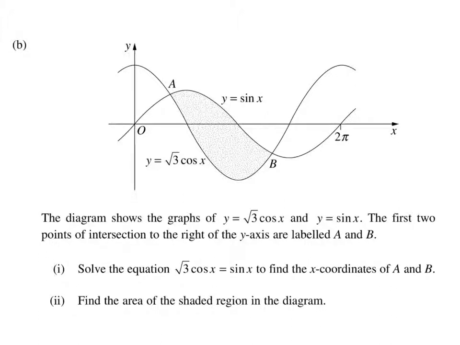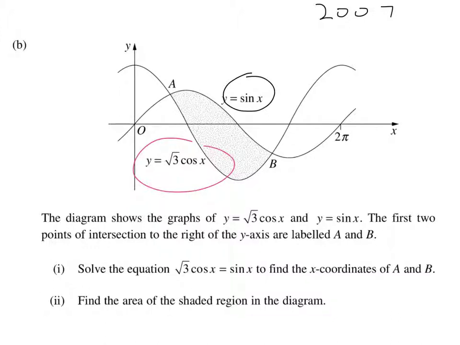This is an example from a 2007 past paper. As you see, this is using trigonometric functions. Already the graph is done for you. Y equals sine x and y equals square root 3 cos x.